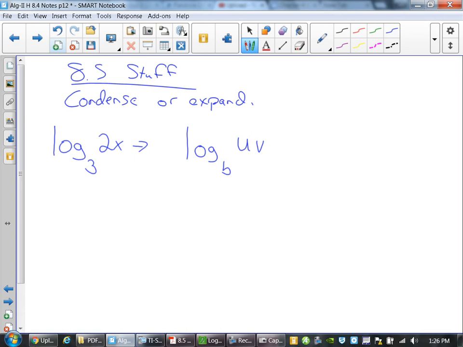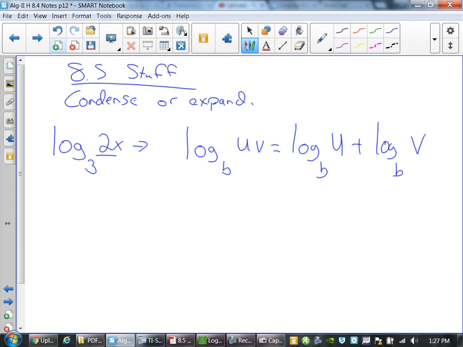So what happens here? You can do stuff condensing or expanding. What I'm going to do here is start with a logarithm that has multiplication in it, which means I can rewrite it by expanding it into two separate logarithms. So if you have multiplication, u times v, you can rewrite it as the following. Log base b of u times v equals the log base b of u plus the log base b of v.